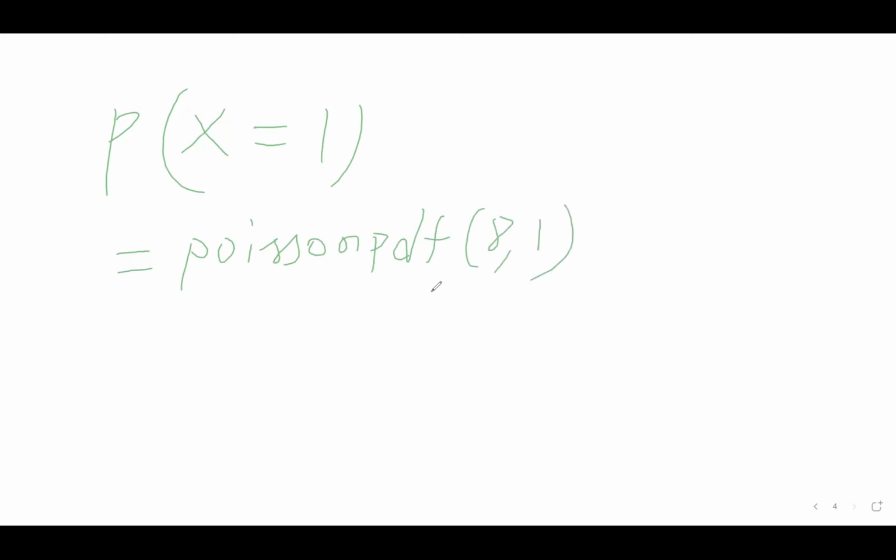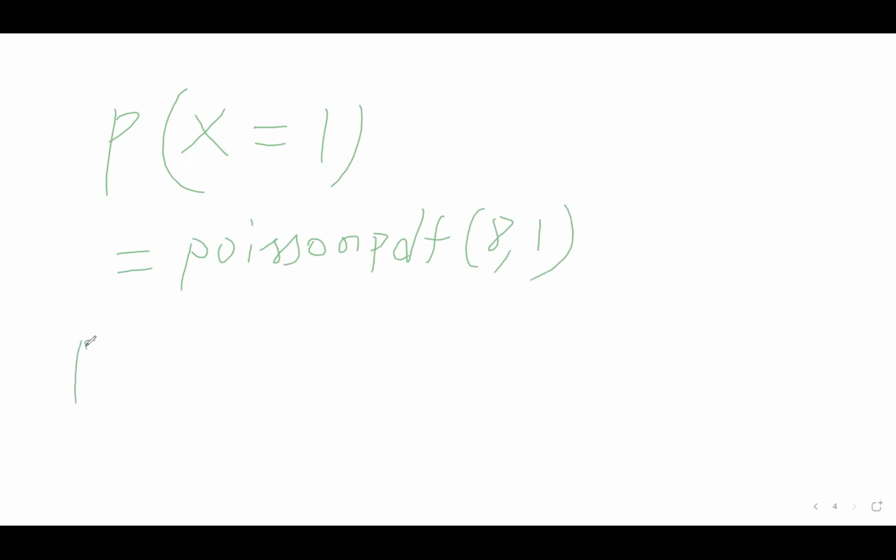Okay, so now if we want to find the probability of x equal to 1, in this case you are not going to use Poisson CDF, you will use just Poisson PDF. And mu is 8, and we have just 1. So you have to just use this one.